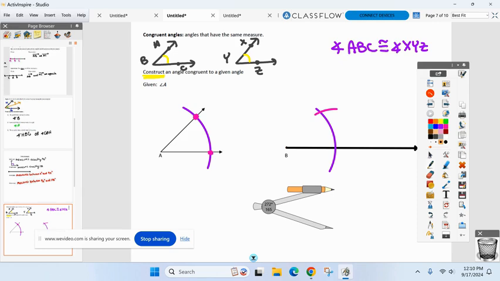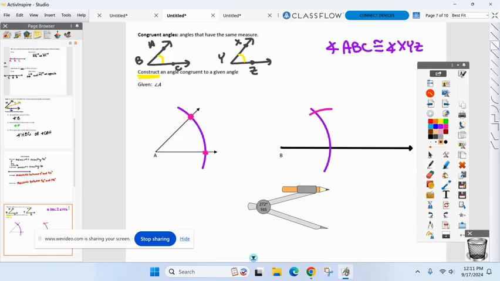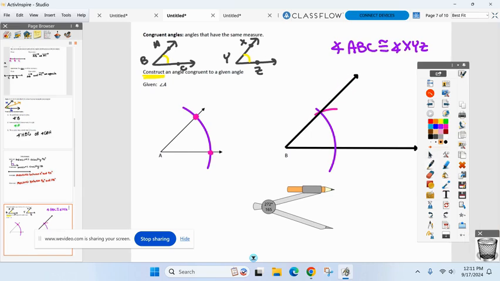If you're at this step, you are ready to draw in the final ray for your angle. Grab your straight edge. Line it up with point B and that point of intersection. And finally, show me they're congruent. Add in your arc marks.